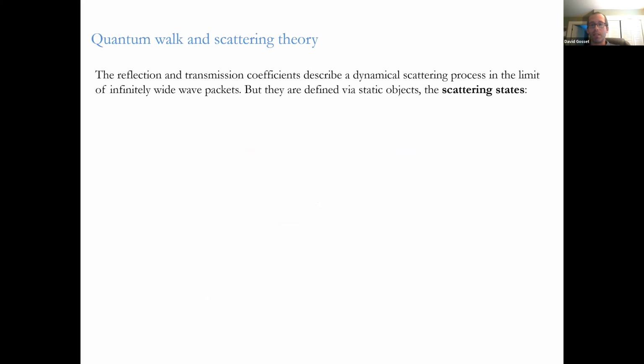Okay, so the point that I want to emphasize is that the reflection and transmission coefficients describe this dynamical process that happens as a function of time. Like things are changing, you're scattering, but the way you compute them is through static objects, which are eigenstates of the Hamiltonian that are not normalizable.